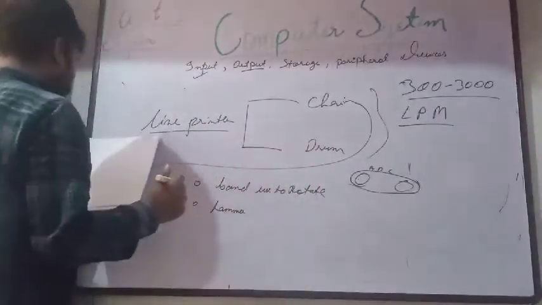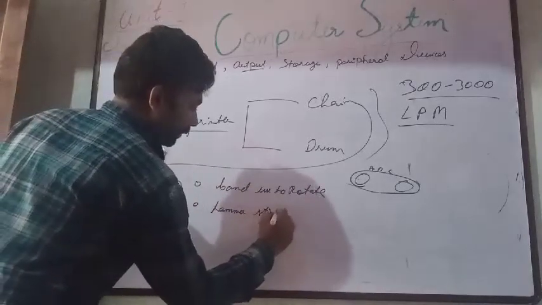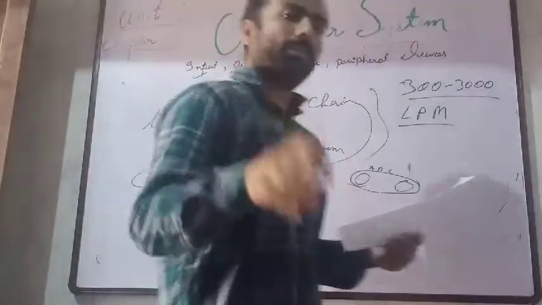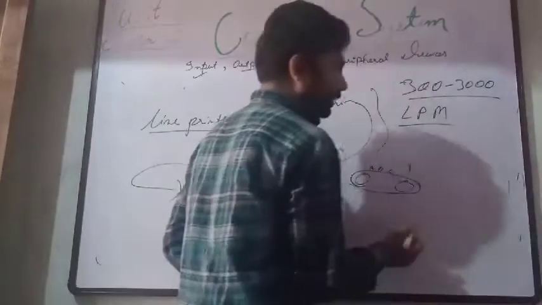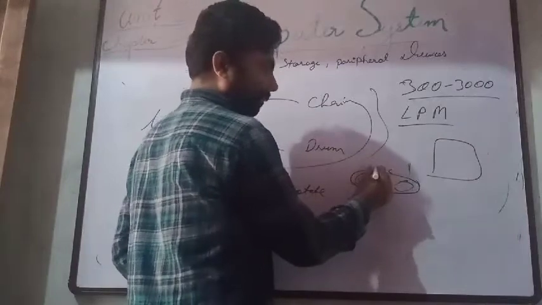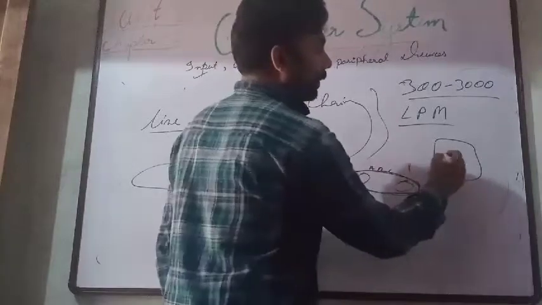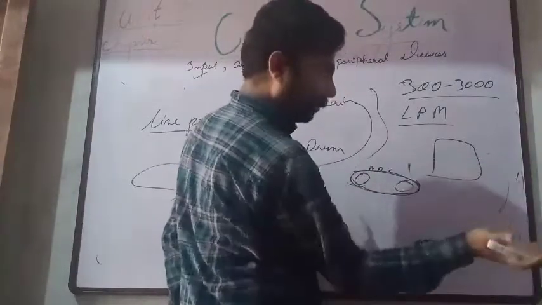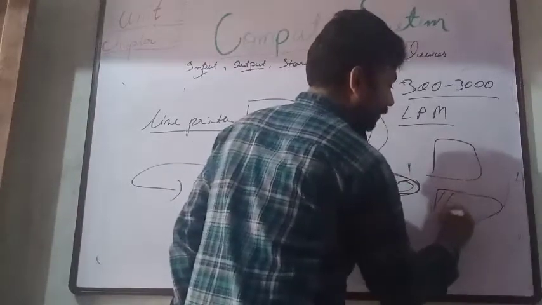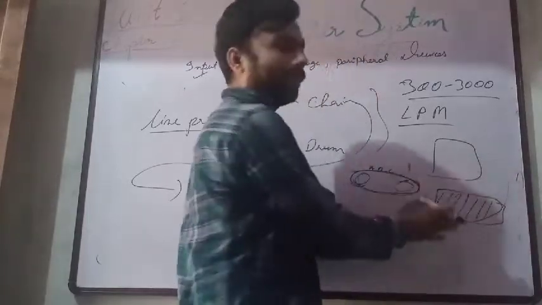Now see, the hammer strikes on the paper. The picture is there in your book. You can see that this is a page, and behind the page there is ABC. This is the belt, the band behind the page, and the hammer is just on one side of the page. The ink ribbon is there, which is colored with ink, on which the ink powder is there.